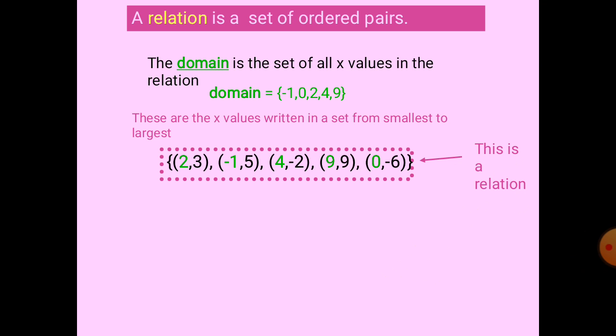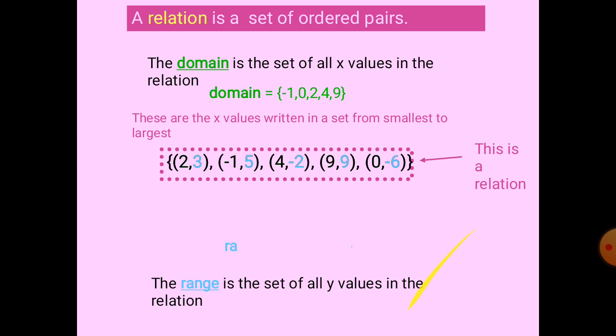Aside from the domain, we have the range of the relation. The range is a set of all y values in the relation. We have -6, -2, 3, and 5. These are the y values written in a set from smallest to largest.